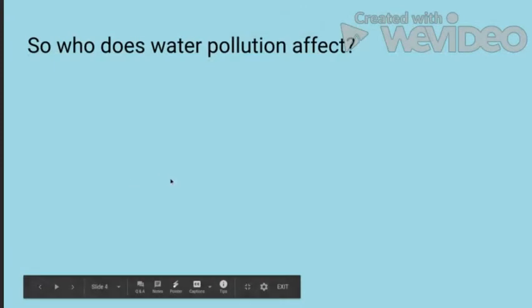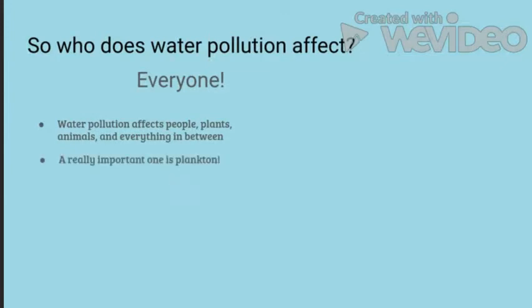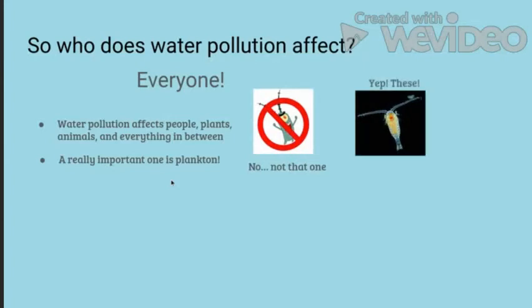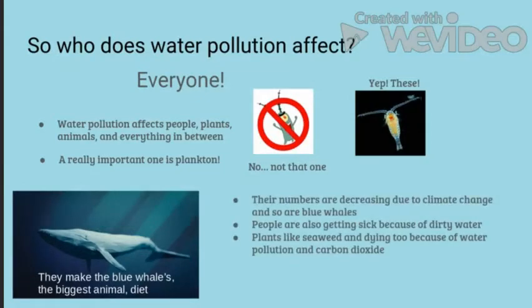So who does water pollution affect? Everyone. Water pollution affects people, plants, animals, and everything in between. A really important one is plankton. No, not that one. Yep, these. They make up the blue whales', the biggest animals', diet. Their numbers are decreasing due to climate change, and so are blue whales.